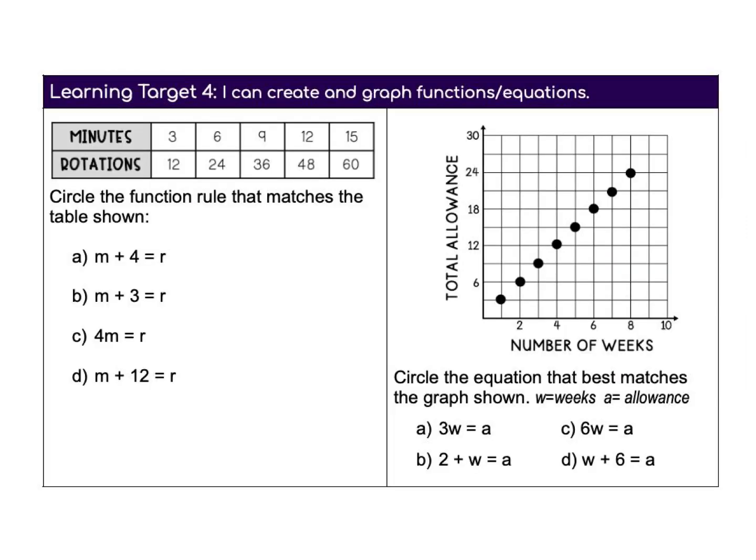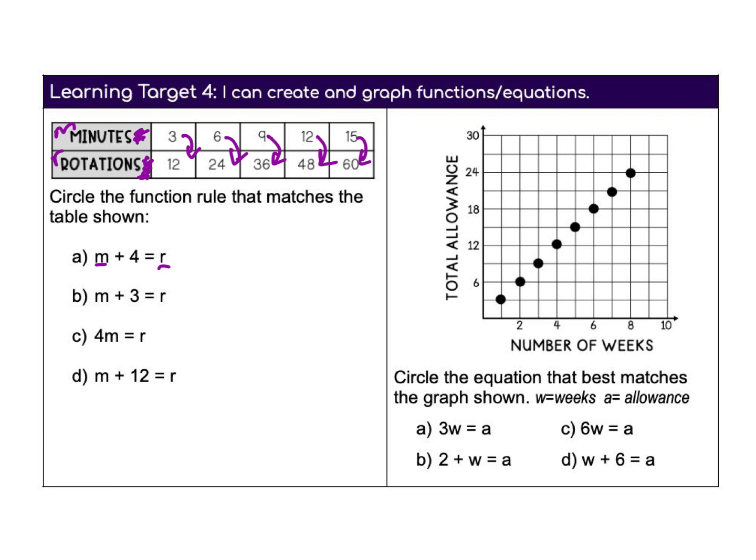All right, the last learning target, I can create and graph functions and equations. So here you can see I've got a table. It's got minutes and rotations. And so if I called my minutes X and my rotations Y, I want to know, actually I wrote M and R down here, M, R. What did I do to the M to make it into the R? What is my rule to get from one side of the table to the other side of the table?